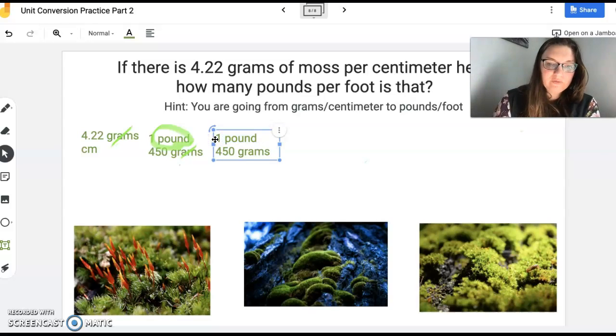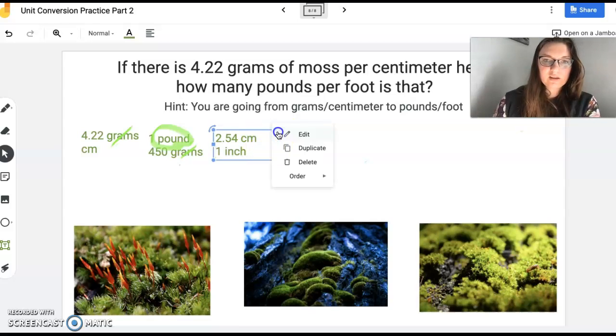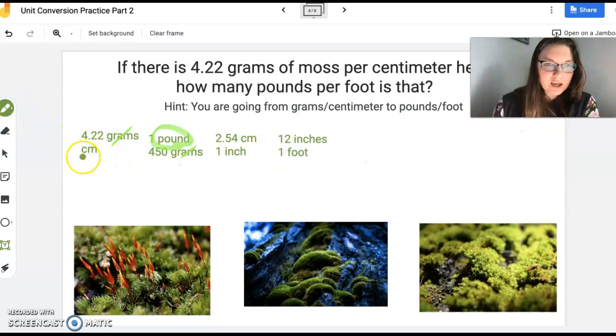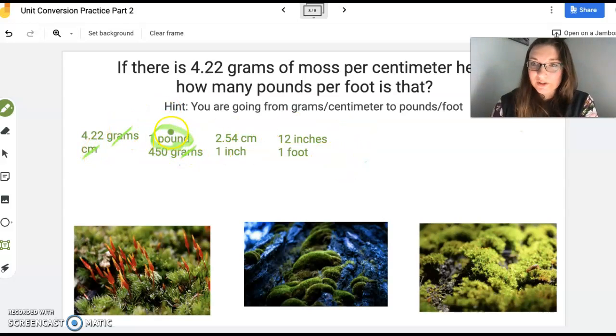So 2.54 centimeters is the same as 1 inch. And there are 12 inches per foot. And I can check this along the way because it was grams per centimeter before, and we're going to pounds per foot, so we're ending up with pounds on the top and feet on the bottom, so that's looking right. Okay, so pounds per foot.